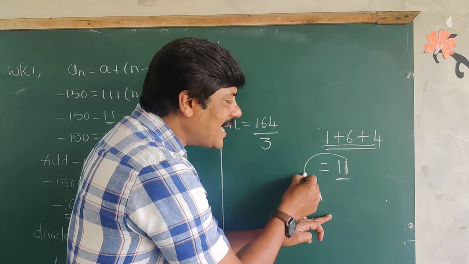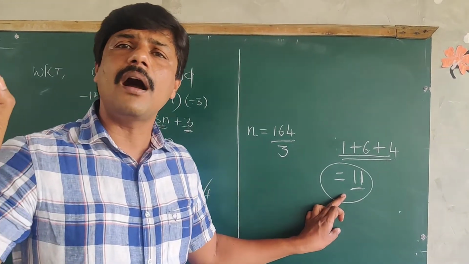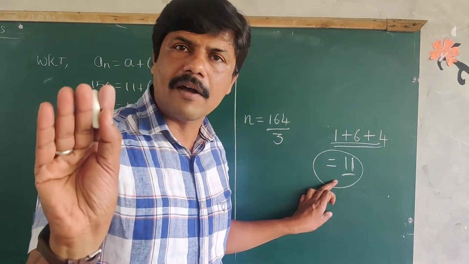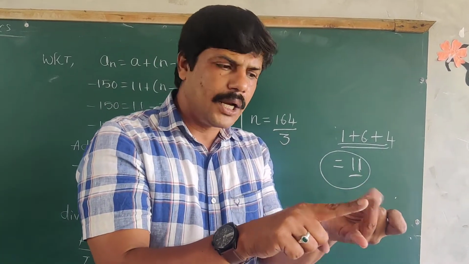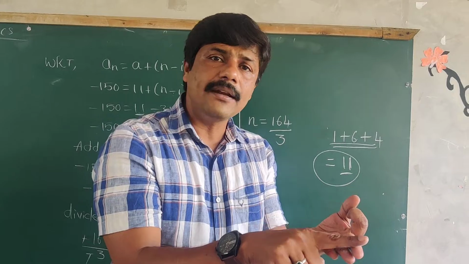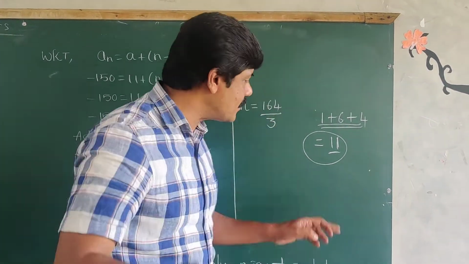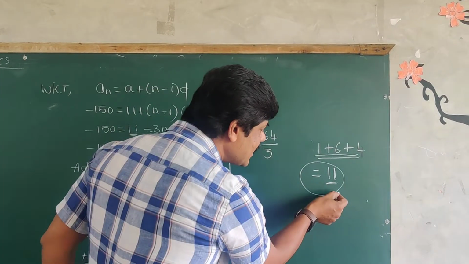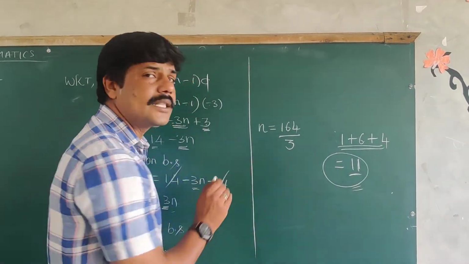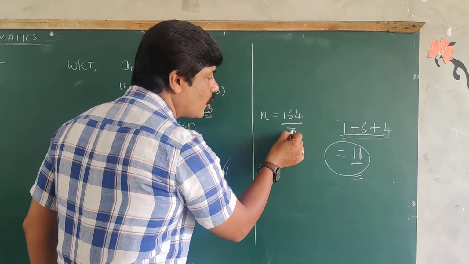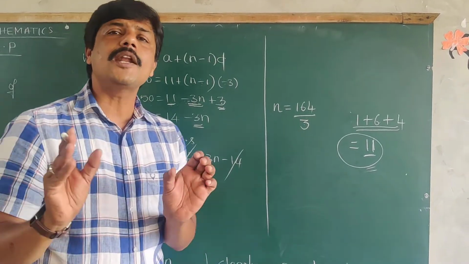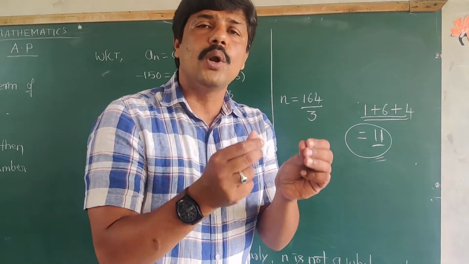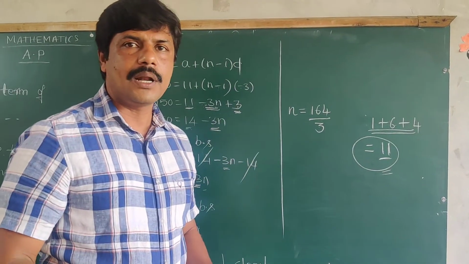Now see whether 11 is a multiple of 3 or not. No. 11 is not a multiple of 3. For example, 1 times 3, 2 times 6, 3 times 9, 4 times 12, so 11 is not a multiple of 3. Since 11 is not a multiple of 3, it is not possible to divide 164 by 3. If you divide, you will not get a whole number. You will get a fraction.